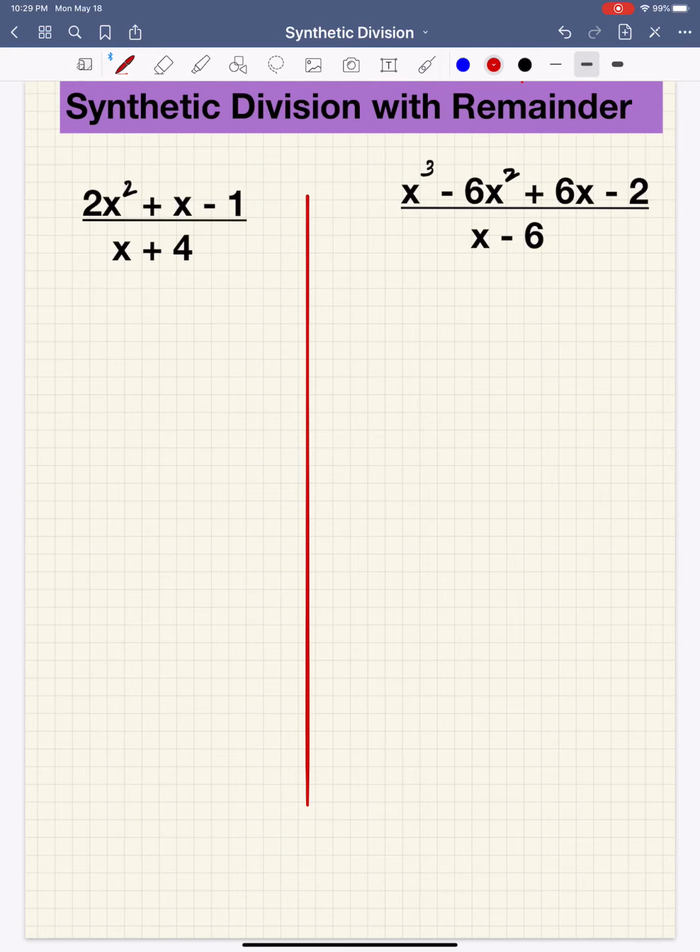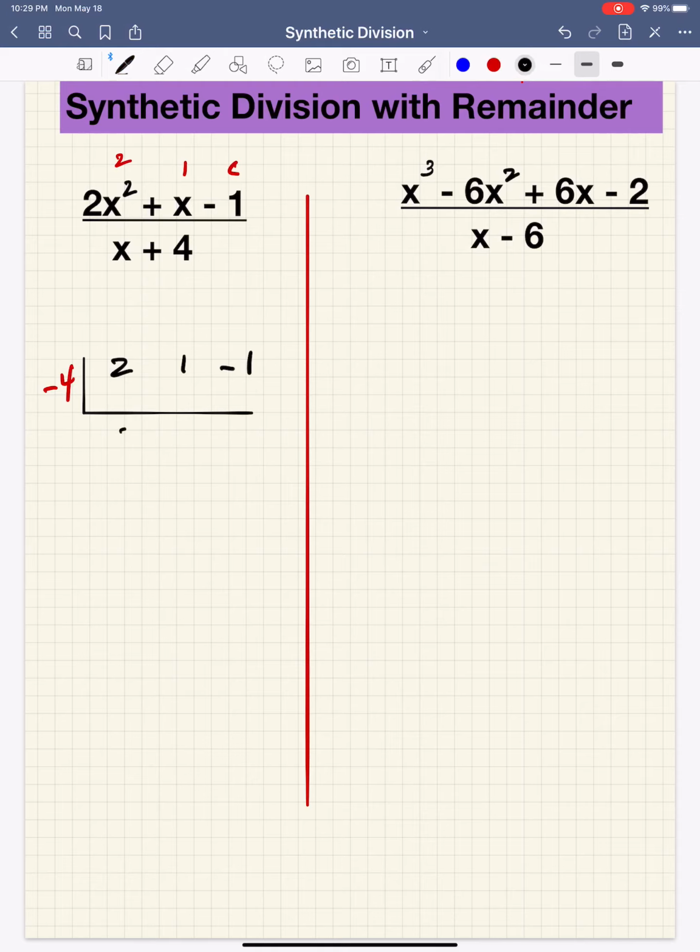Synthetic division with remainder. You can notice in the first problem on the left that there are no missing terms in the numerator because you have an x squared, an x to the first power, and a constant. So you're ready to set up your problem. So you'll write 2, 1, negative 1. And on the outside, of course, you will put negative 4, and you're ready to start.